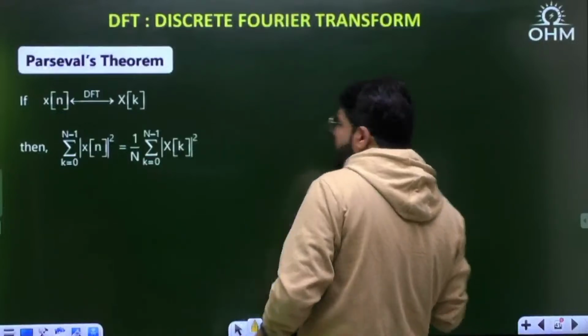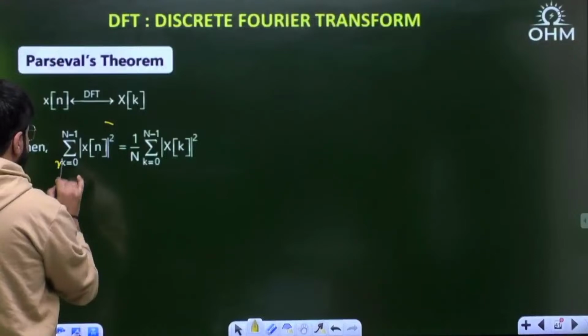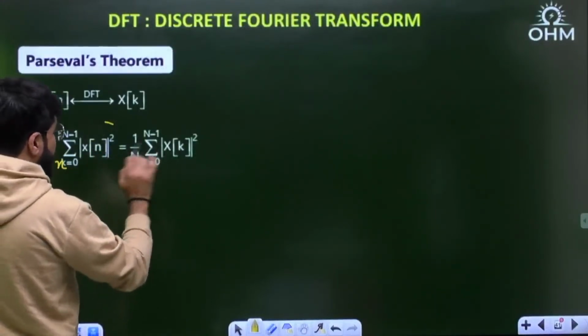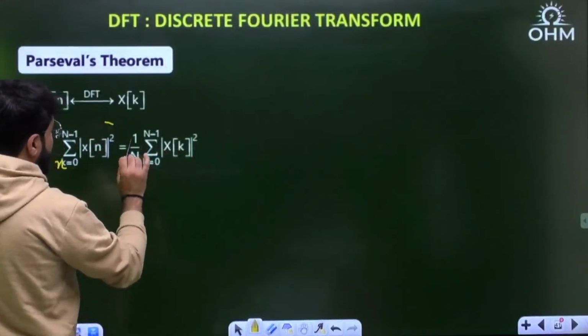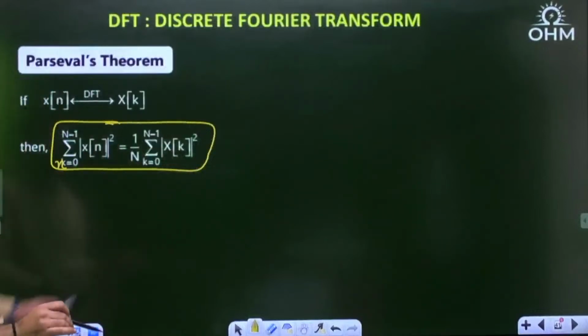That talks about the energy of the signal. Energy of the signal in the time domain, summation 0 to n minus 1 of mod x[n] squared, can also be calculated in the frequency domain by the formula 1 upon n, summation k from 0 to n minus 1 of mod of X[k] whole squared. I'll take a question on it separately.